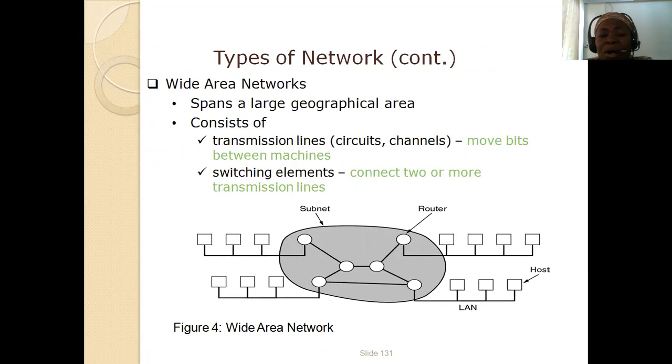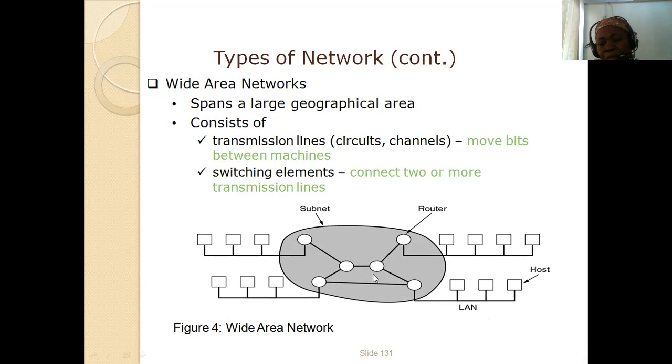Now, the next one is a wide area network. This one spans a larger geographical area, and it consists of the same things I said before, transmission lines and switching elements. Look here, this is an example of a design. This is 1, 2, 3, 4 networks connected by a subnet. A subnet actually consists of routers that help control how requests flow from network to network, okay?